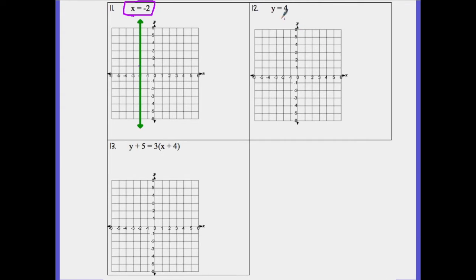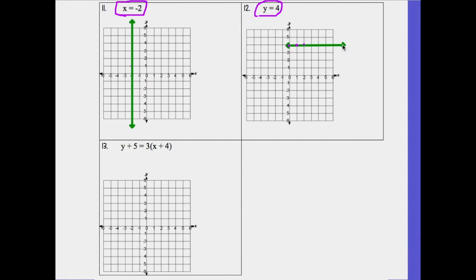Similarly with number 12, y is 4. So we want to find where y is 4, another place where y is 4, and another place where y is 4. So this has a y-intercept, and this slope, when you look at it, is actually 0. And that makes sense because 0 times x would be 0x, which means that we don't see x in this equation.